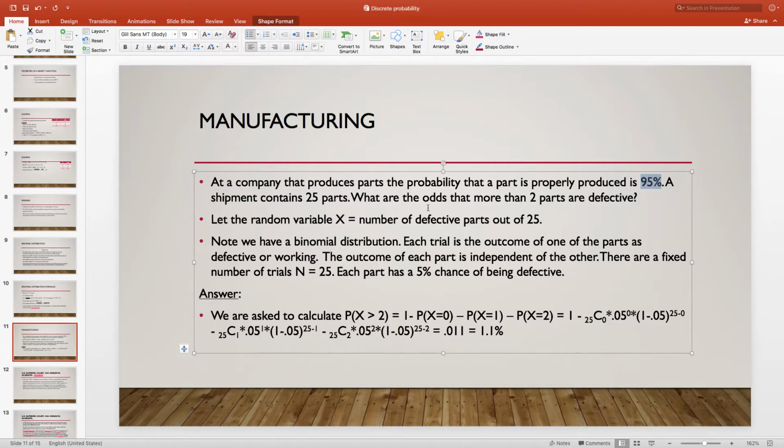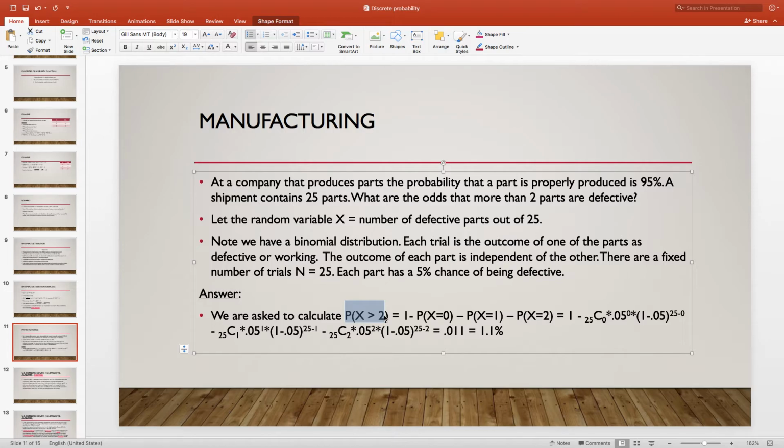So we want to calculate the probability that more than 2 parts are defective. So we calculate the probability X is bigger than 2. I'm going to do the complement because there are a lot of ways X could be bigger than 2. X could be 3, it could be 4, it could be 5, all the way up to 25. It's easier to do the complement.